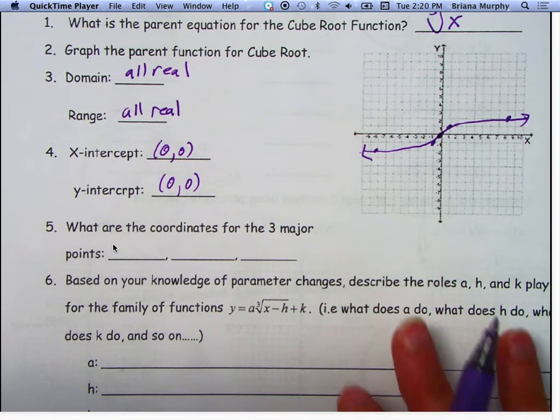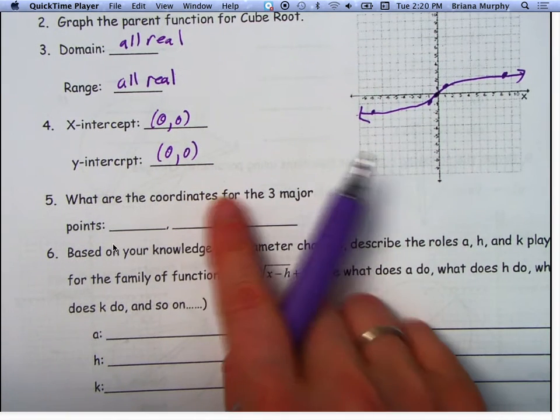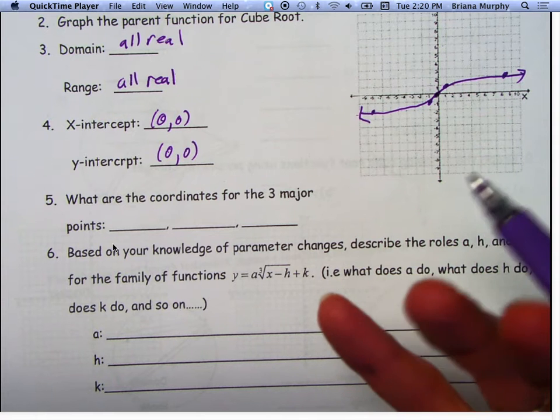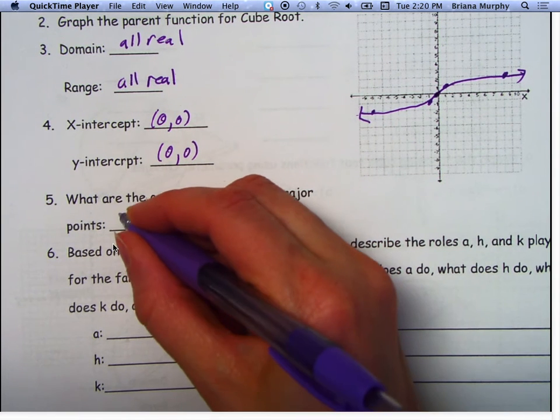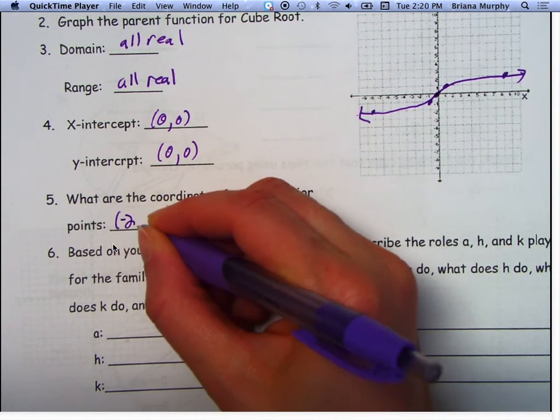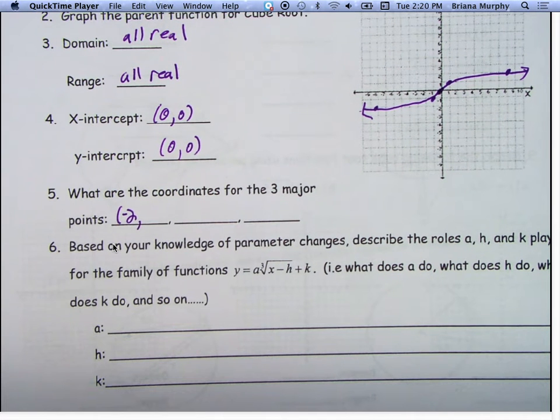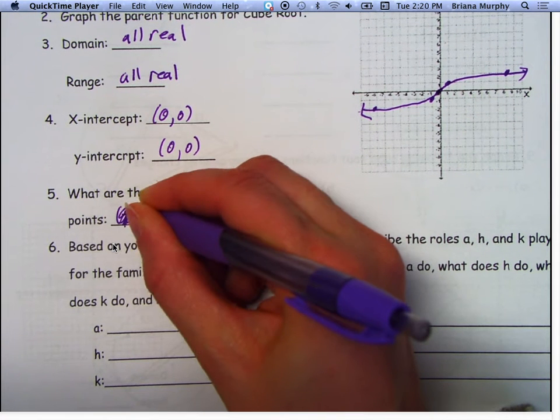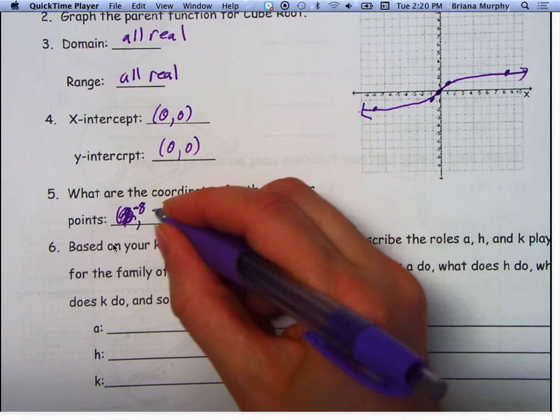Okay. So we're going to talk about the coordinates for 3 major points. I'm just going to pick 3. You tell me what they are, okay? What is the y value at -8? So you can hit Control Table and look at your graph in your graphing calculator. It's -2. I gave the answer away.